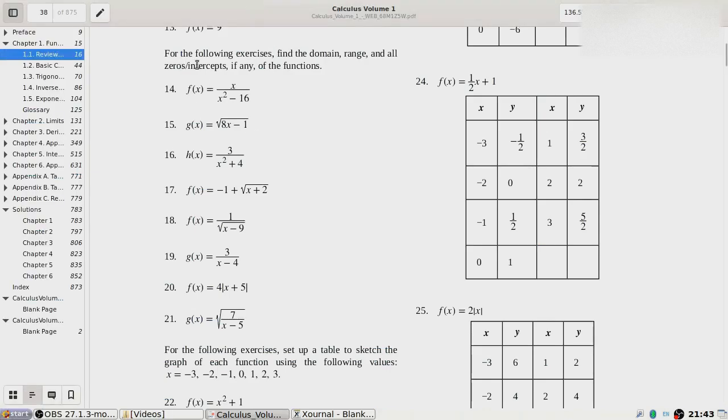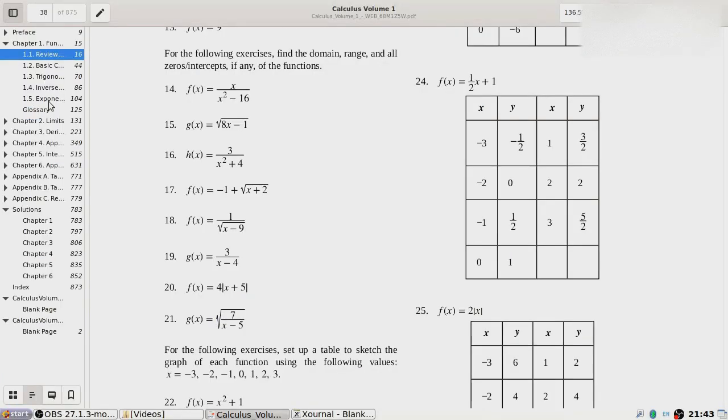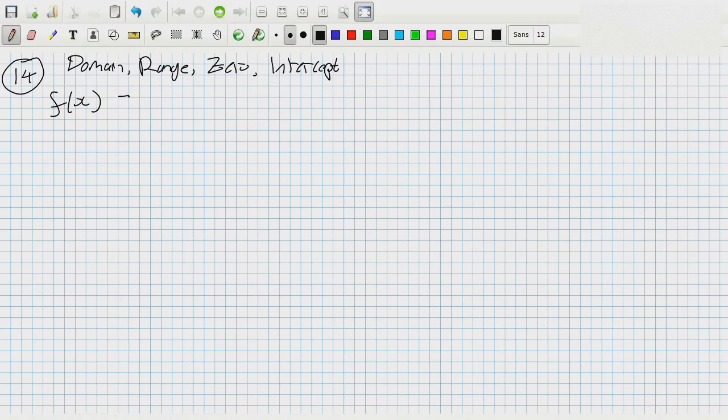So, for the following exercise, find the domain, range, zero, and intercepts. Okay, so we want the domain, range, zero, and the intercept. Let's start off with the intercept. f(x) equals x over x squared minus 16. It might be good to write that as x over (x plus 4) times (x minus 4), and that's the difference of two squares. That's the name of the rule I'm using here to turn it into that.